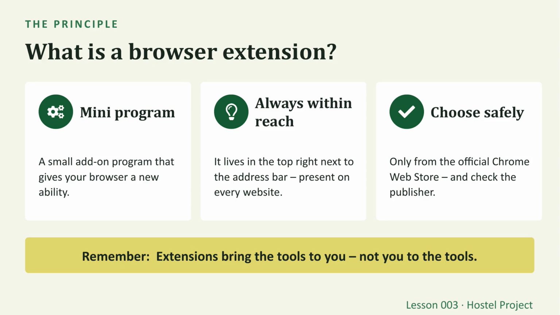Let's clarify the term first. A browser extension is a small add-on program that teaches your browser, Chrome in our case, a new ability. Picture it like an extra button on your car's dashboard. Once installed, the extension lives in the top right next to the address bar, present on every website. There's only one thing that matters. Install extensions exclusively from the official Chrome Web Store and check the publisher. For Claude, for example, it must say anthropic.com. Remember the line at the bottom. Extensions bring the tools to you, not the other way around. That's exactly what makes them so practical for everyday work.